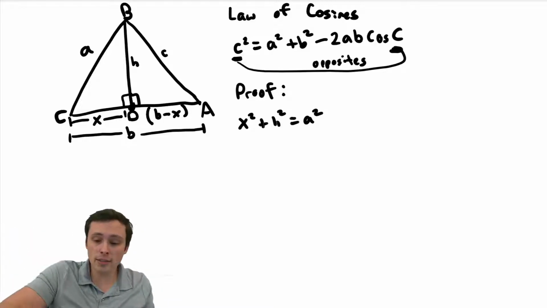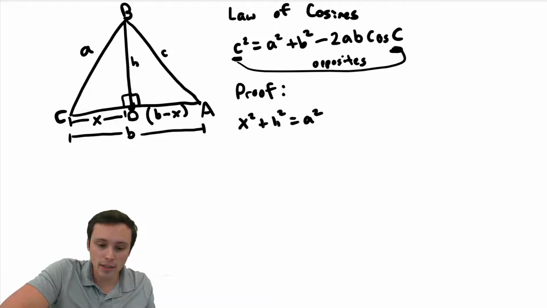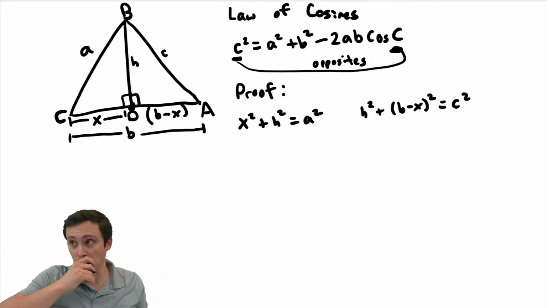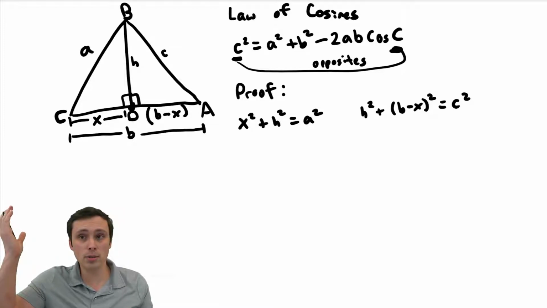Now let's do it on the right-hand triangle. The right-hand triangle would be one of the legs squared, which could be h squared, plus the other leg squared, which could be b minus x squared, and then that would equal the hypotenuse squared, which is c squared on that one. Okay, so we've written down the Pythagorean theorem twice.